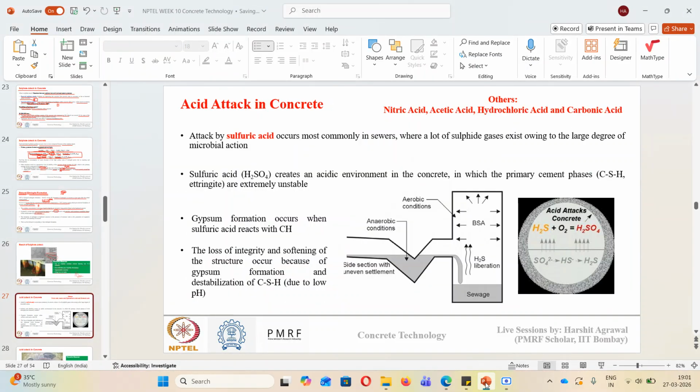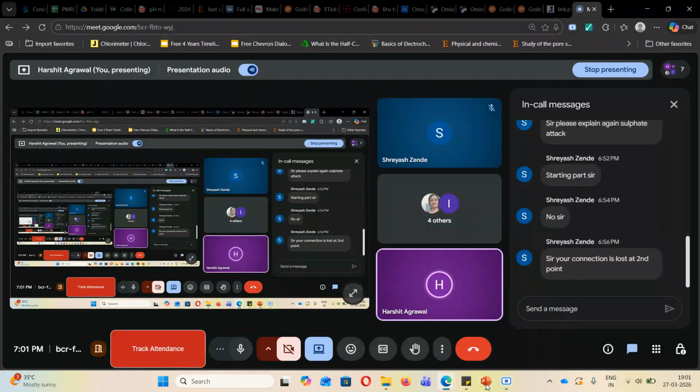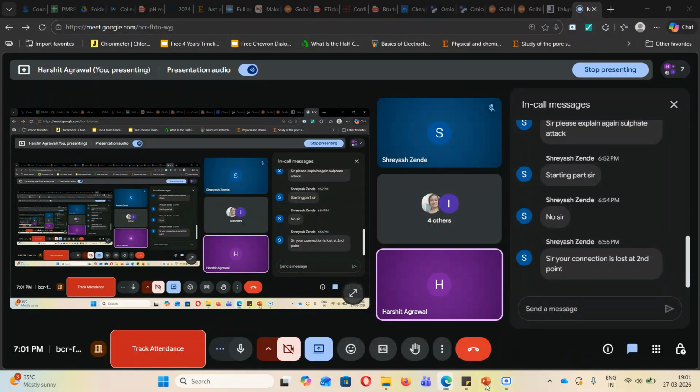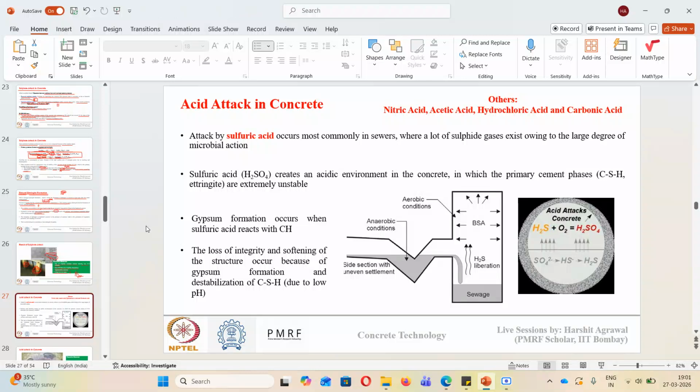I hope everyone is clear with the sulfate attack part. Okay, so after sulfate attack, we have acid attack.